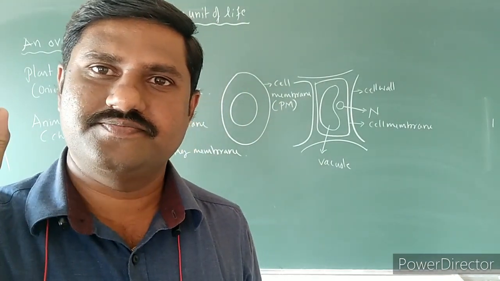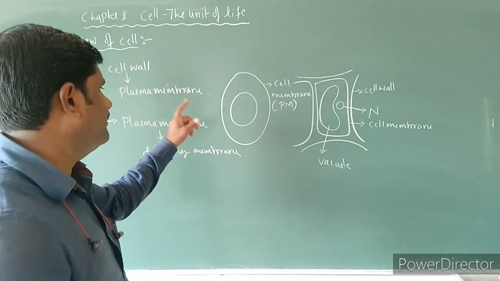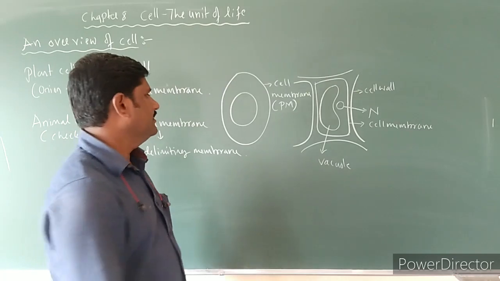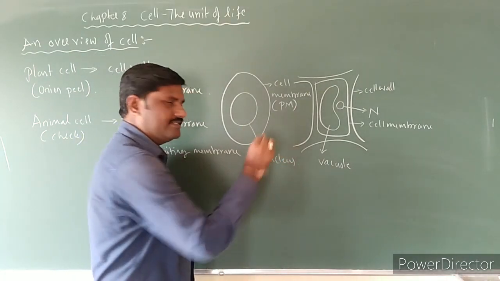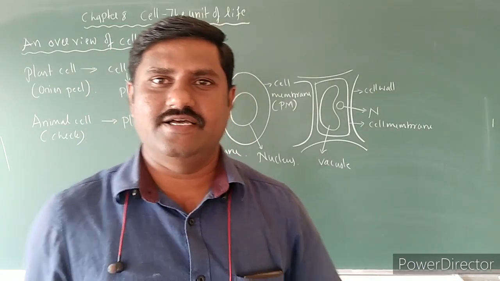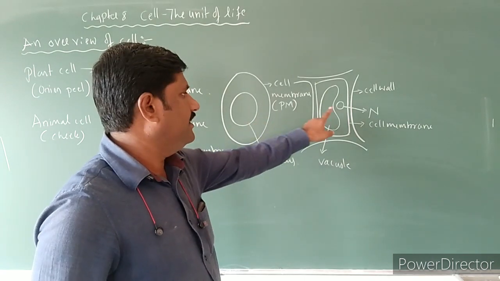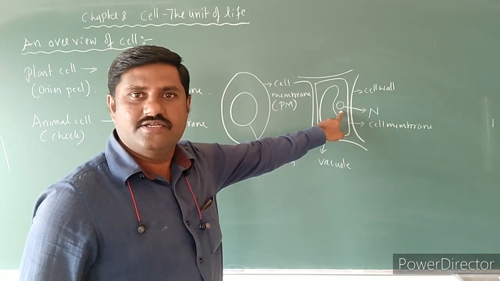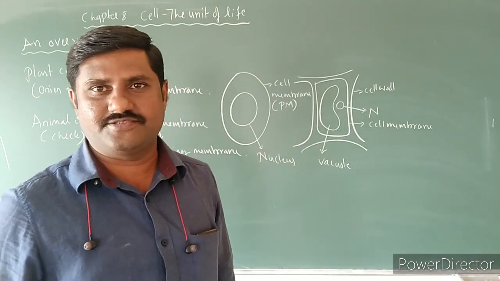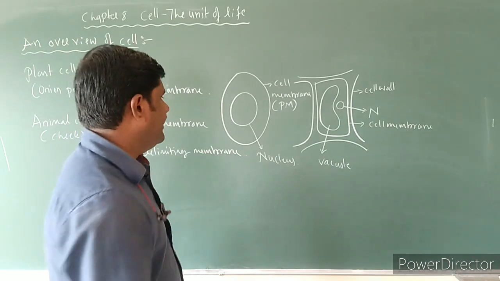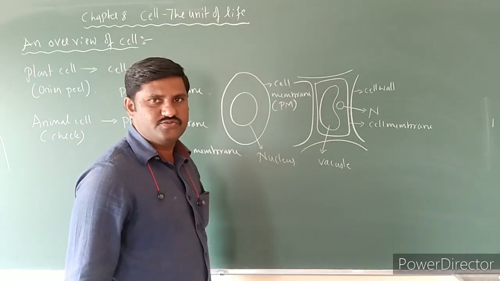Along with this, there is a definite nucleus at the central part of the cell, right? There is a nucleus in both the cells. Here a centrally located nucleus is there and a peripherally located nucleus is there. And this nucleus is a membrane bound one.